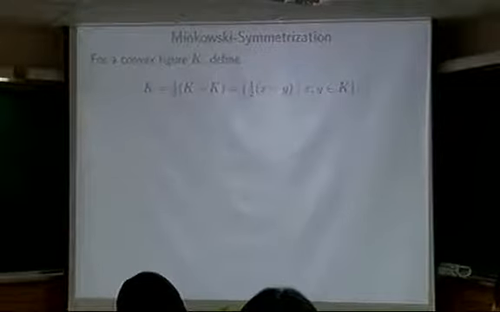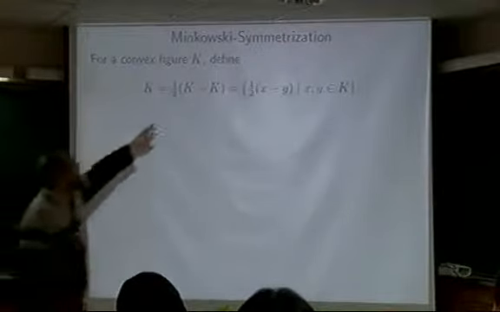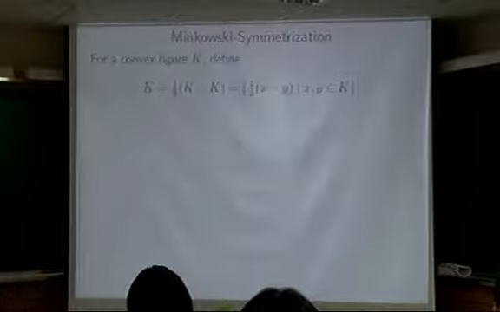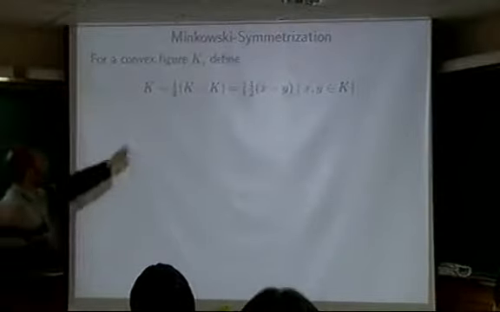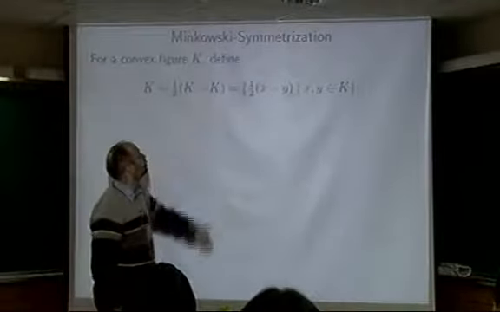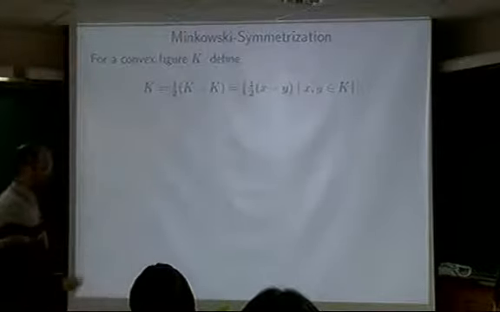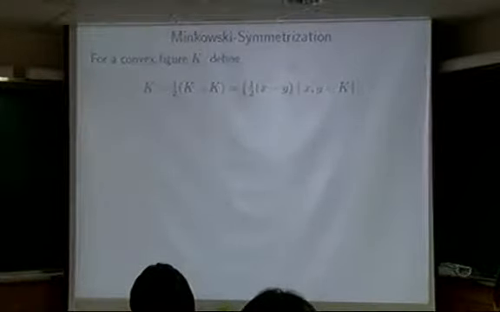So if you start with a convex figure K, what you do is you take a mirror image of K, so you mirror around the origin, and then you take the Minkowski sum of these two, and then just for convenience you scale it down by a factor 2. Or written differently, you take all these vectors here where x and y are elements of K.